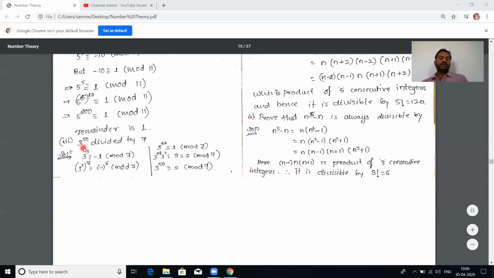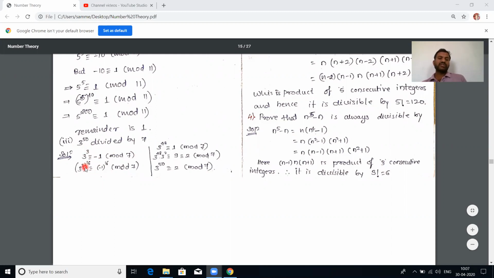Next, third example. Find the remainder when 3 raised to 50 is divided by 7. So again, the given number is 3 raised to 50. We have to divide that number by 7 and we need to find the remainder here. So 3 raised to 3 is congruent to minus 1 mod 7, because 3 raised to 3 is 27, and 7 fours are 28. Remainder we are getting is minus 1. So 3 cube is congruent to minus 1 mod 7.